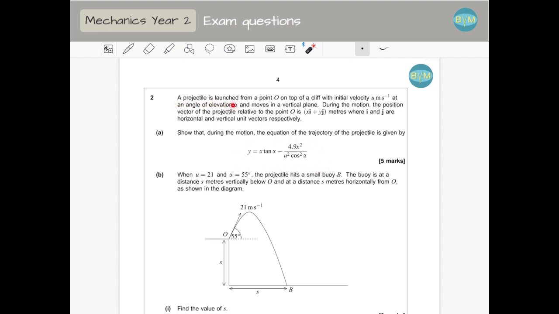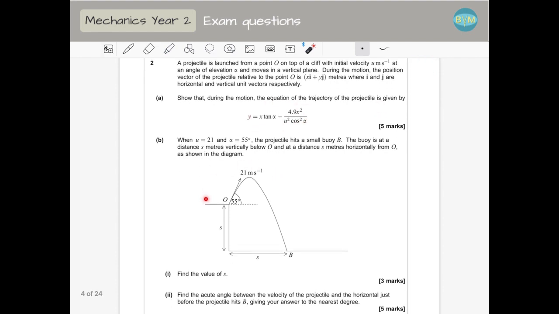A projectile is launched from a point O on the top of a cliff with initial velocity u at an angle of elevation alpha and moves in a vertical plane. During the motion, the position vector of the projectile is (x, y) meters, where i and j are horizontal and vertical unit vectors respectively. So that during the motion, the equation of the trajectory of the projectile is given by this.